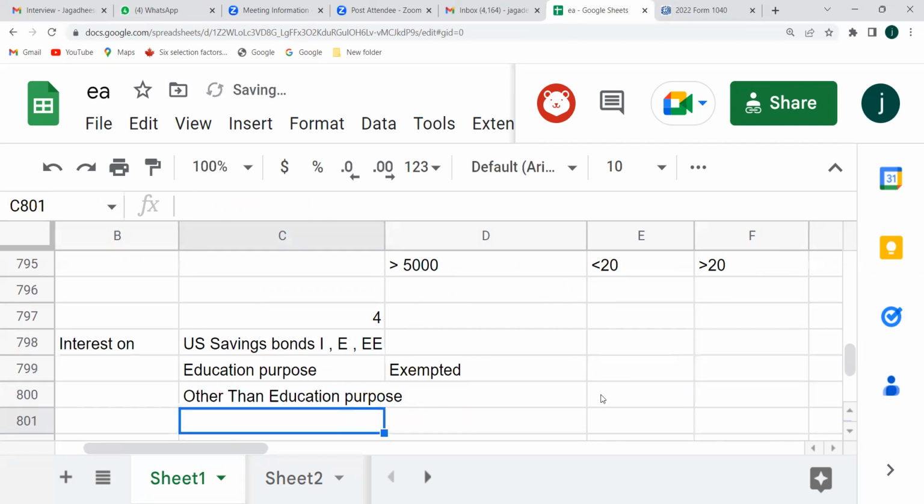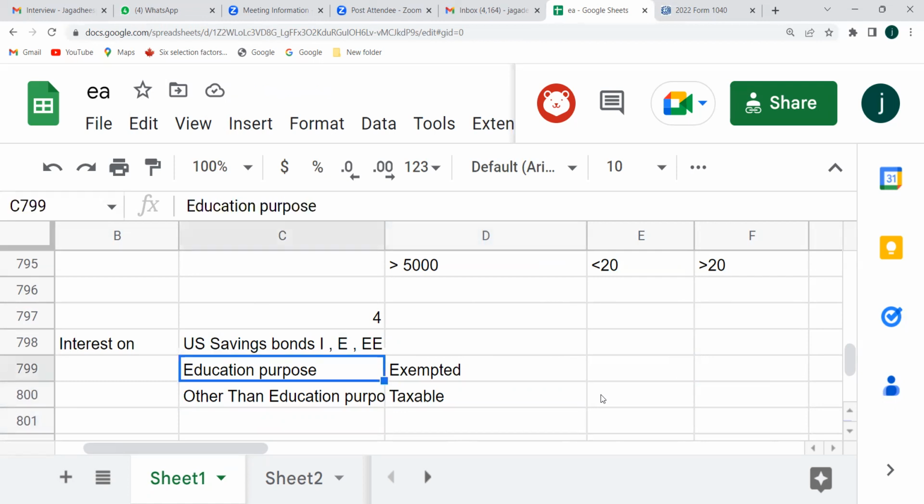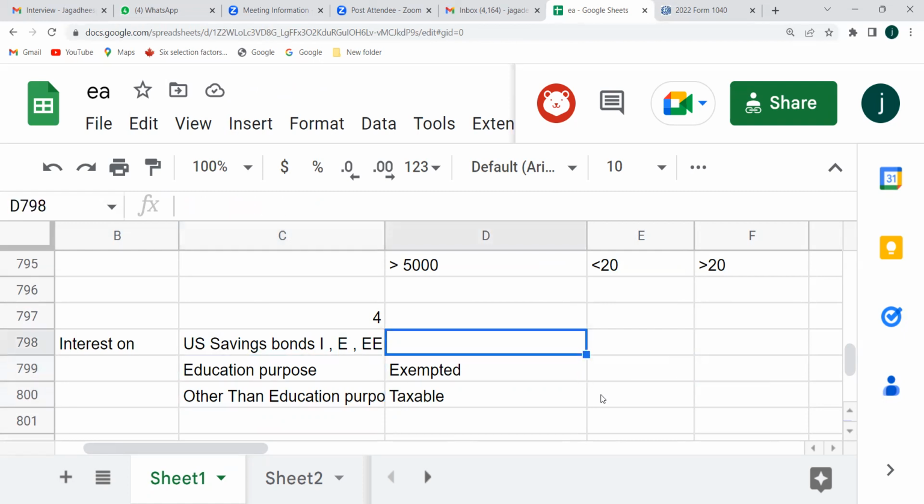Other than for education purposes, you need to pay tax on it. This is the point. These bonds are education bonds only, so that's why we are separating whether it is for education purpose or not. These bonds are also known as education savings bonds. Done?